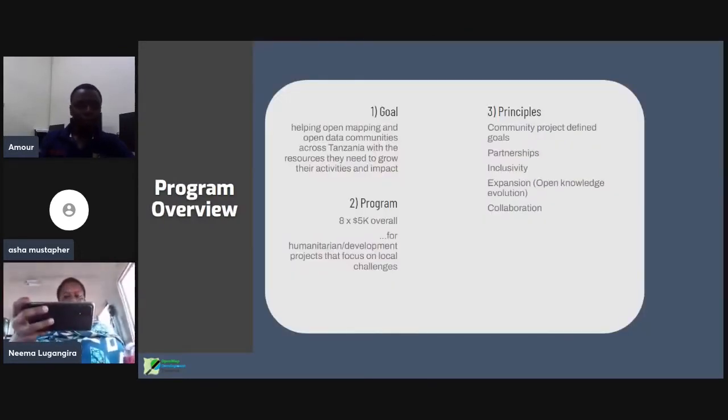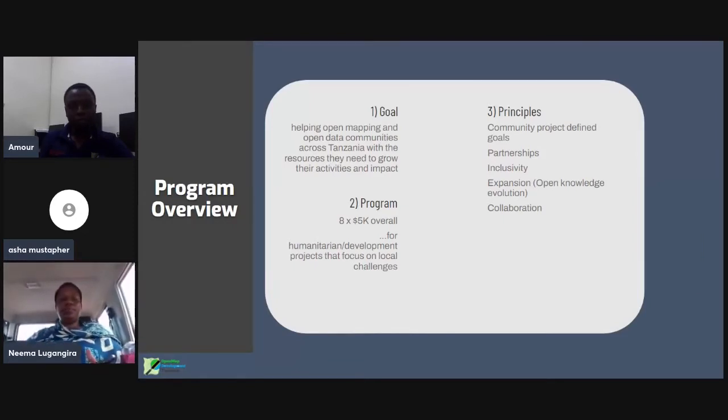As I said earlier, our focus today in this session will be the project which OMDTZ received recently, called the Tanzania Community Impact Microgrant. This is a project which we are still running on the ground. It started in March this year, and it will go on until next year.